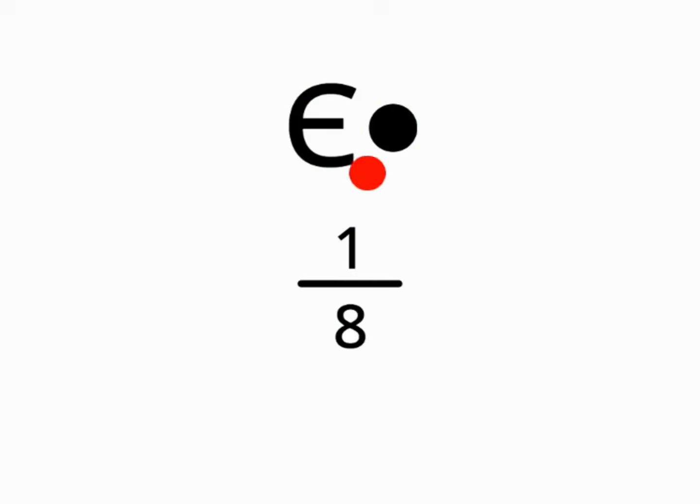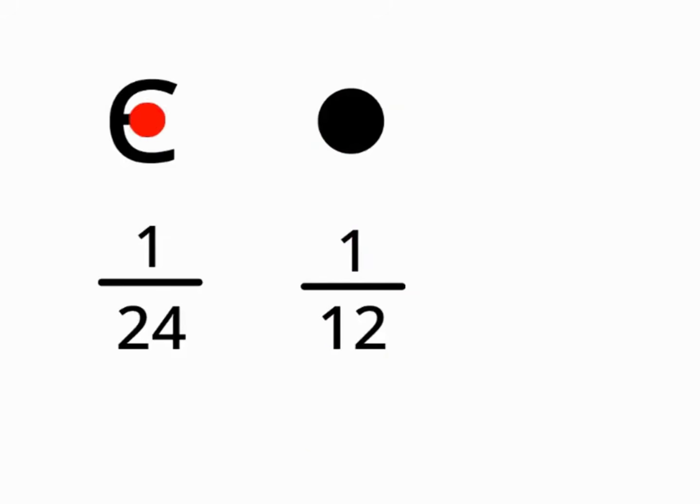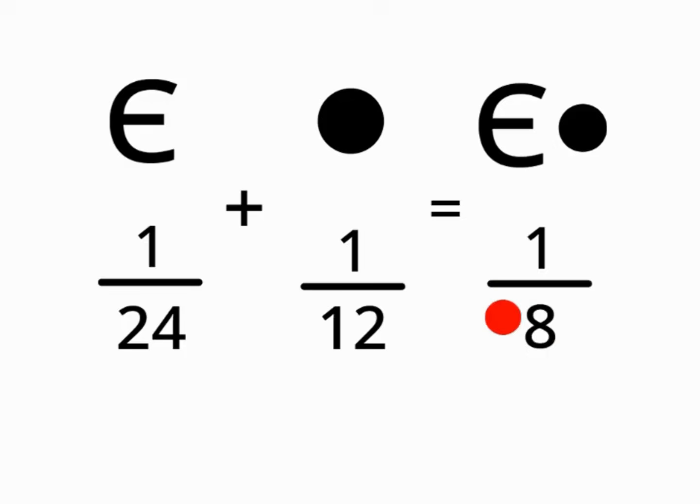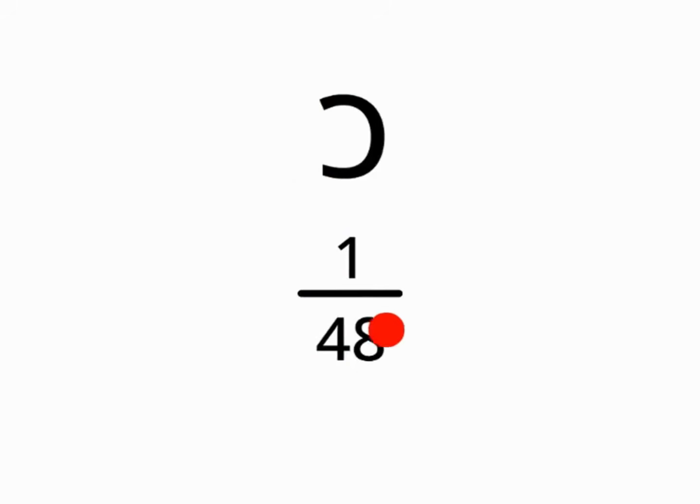This doesn't really seem like it makes any sense, but this is actually because just C with the line is 1 over 24, and we know that 1 over 24 plus 1/12 is 1/8. So yeah. Now we can go down to backwards C, which is 1/48. Then we can do backwards S, which is 1/72.